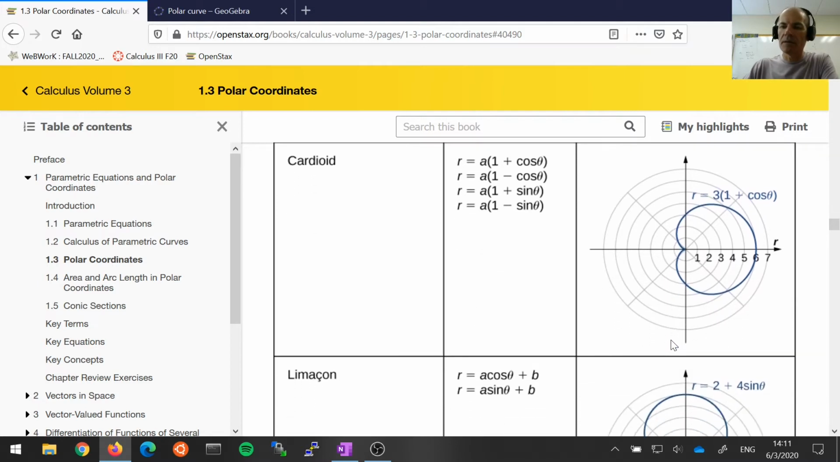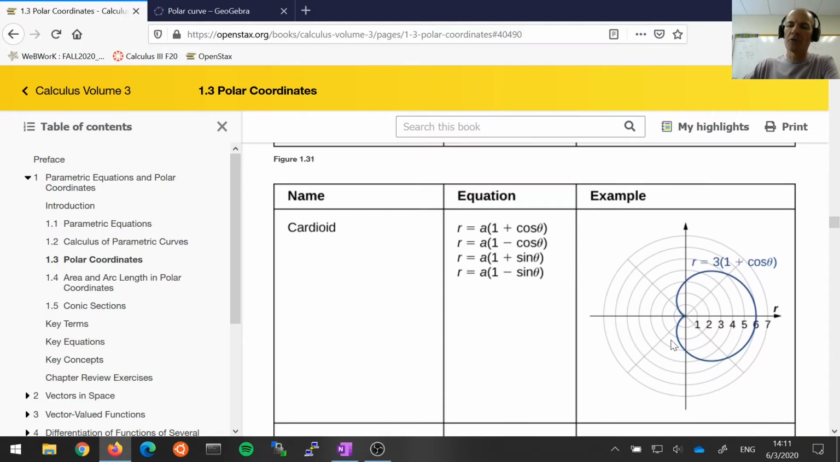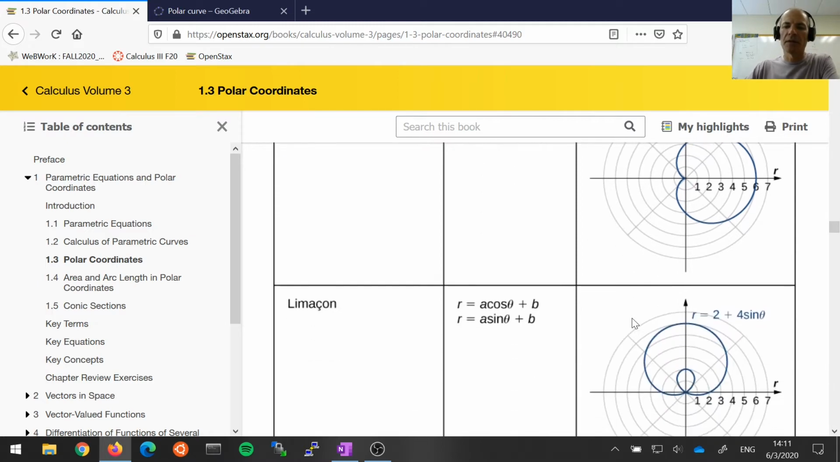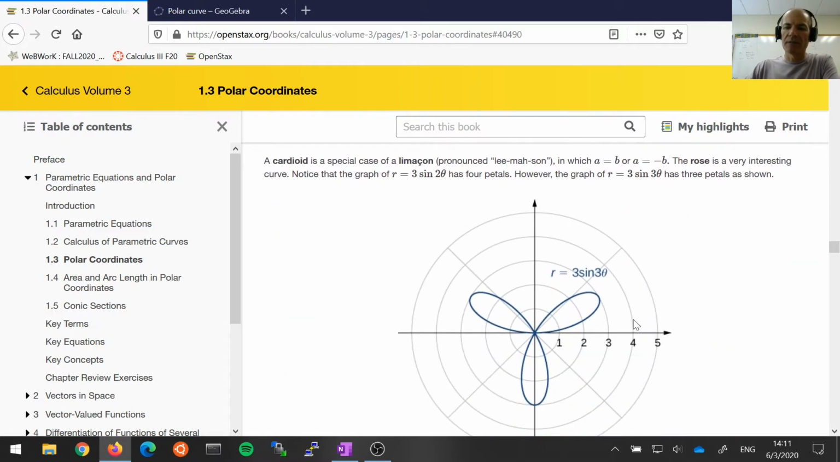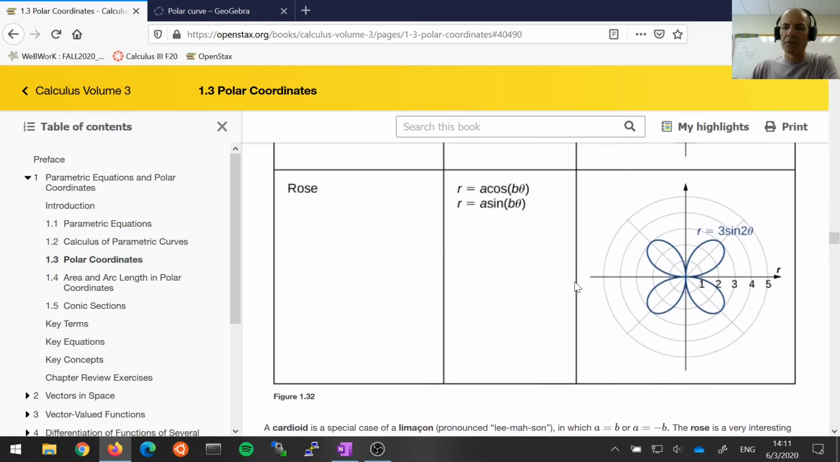There are other more exotic kinds of polar curves: cardioid, limaçon, rose, etc. Notice the rose here. The rose is r equals a cosine b theta.